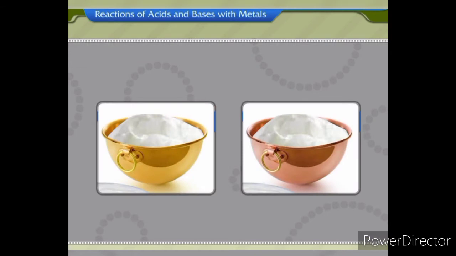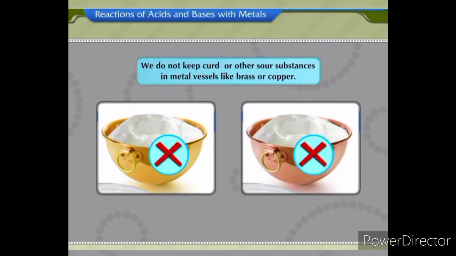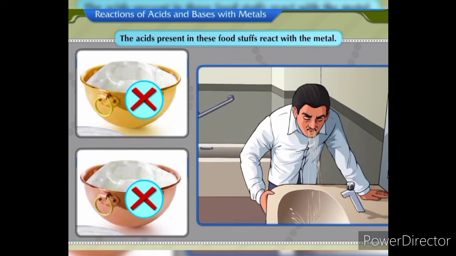That is the reason why we do not keep curd or other sour substances in metal vessels like brass or copper. The acids present in these foodstuffs can react with the metal of the vessel and form poisonous metal compounds which can cause food poisoning and damage our health.